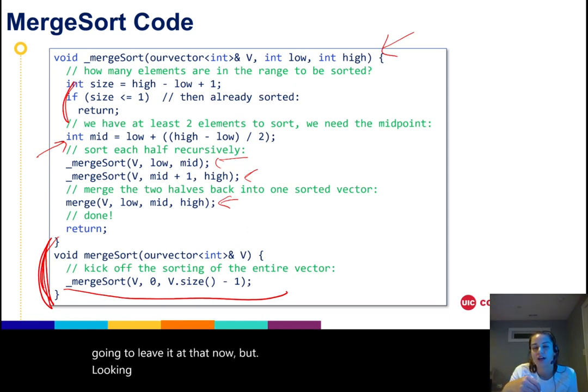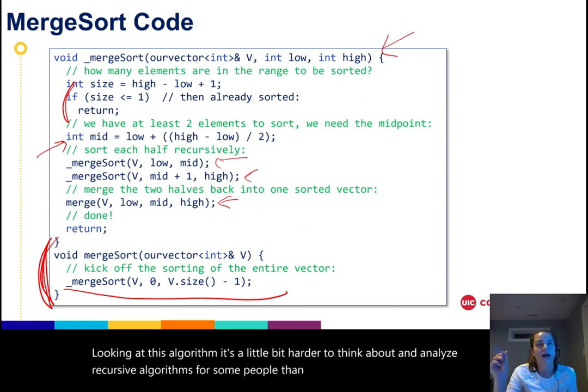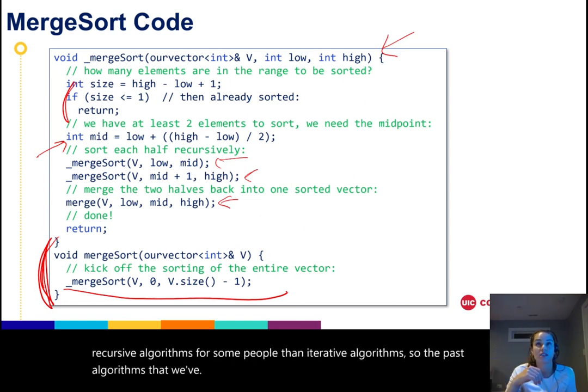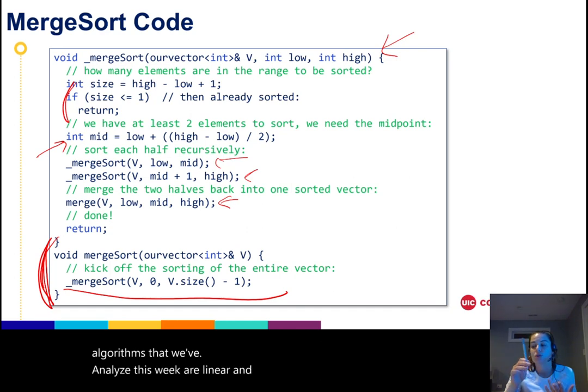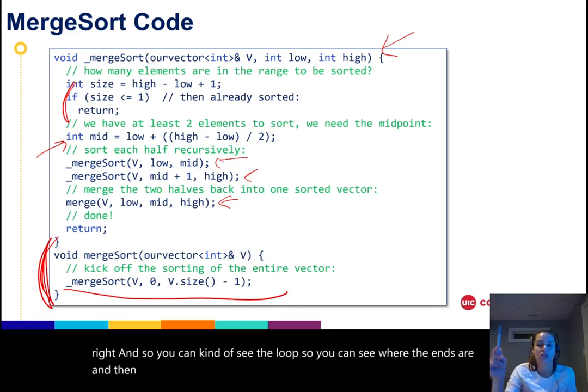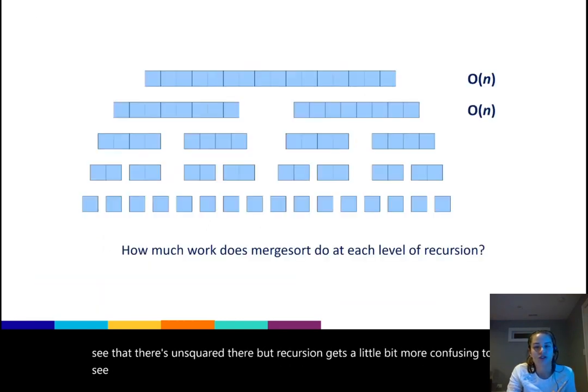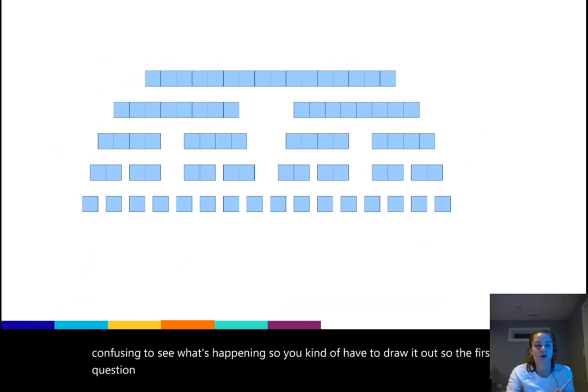But looking at this algorithm, it's a little bit harder to think about and analyze recursive algorithms for some people than iterative algorithms. So the past algorithms that we've analyzed this week are linear and binary search, which are both just like for loops, right? And so you can kind of see the loops, you can see where the ends are. And then, the sorting algorithms we looked at are nested for loops, so you can see that there's n squared there. But recursion gets a little bit more confusing to see what's happening, so you kind of have to draw it out.